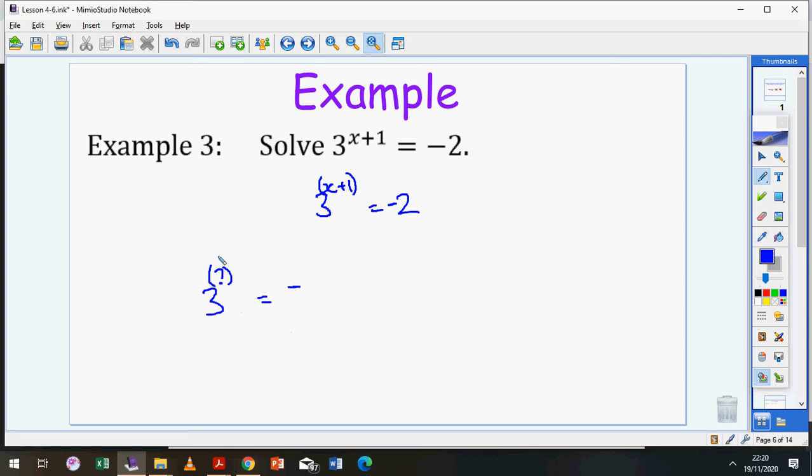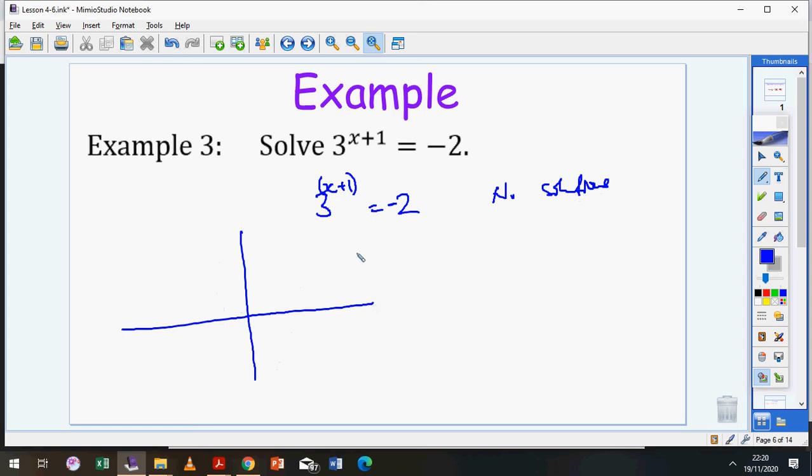It's not possible to raise any number to any value and then the answer comes out as a negative, right? That's just not practically possible. So since that's not practically possible, I can just stop and say this equation has no solutions. And what that means in a graphical context is that if I graphed that equation, it would not cross the x-axis, right?